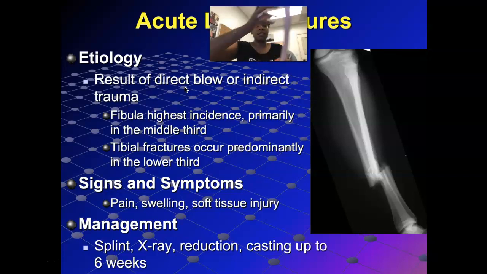In terms of signs and symptoms, pain, swelling, soft tissue injury. You're also going to see lots of ecchymosis or bleeding underneath the skin. So it's a referral, right? We're going to splint that and we're going to refer out, right?